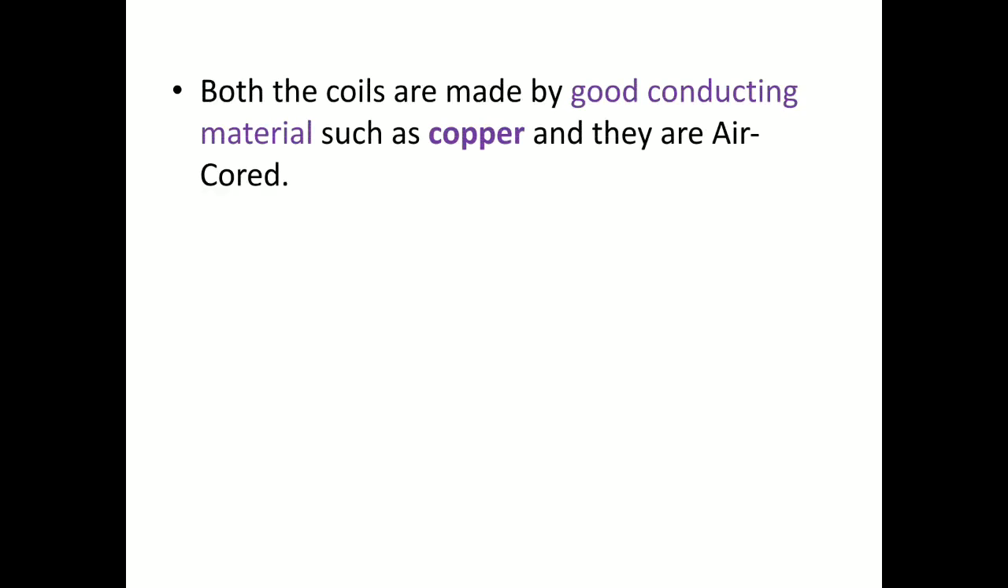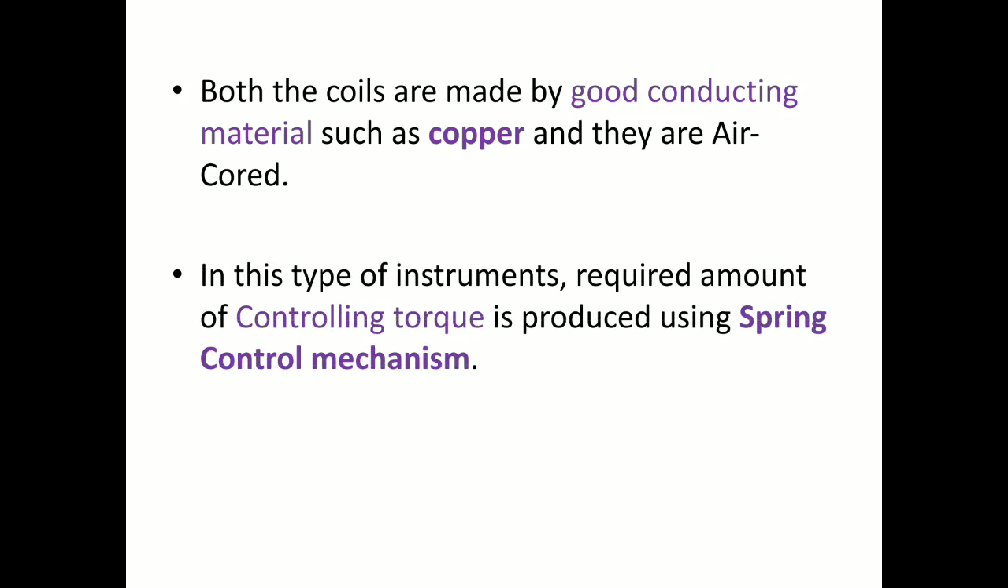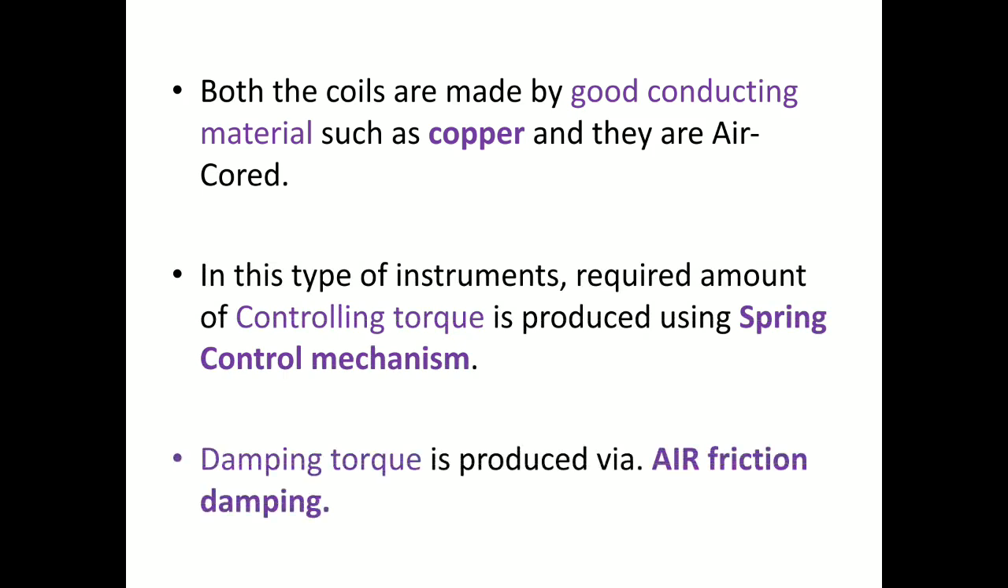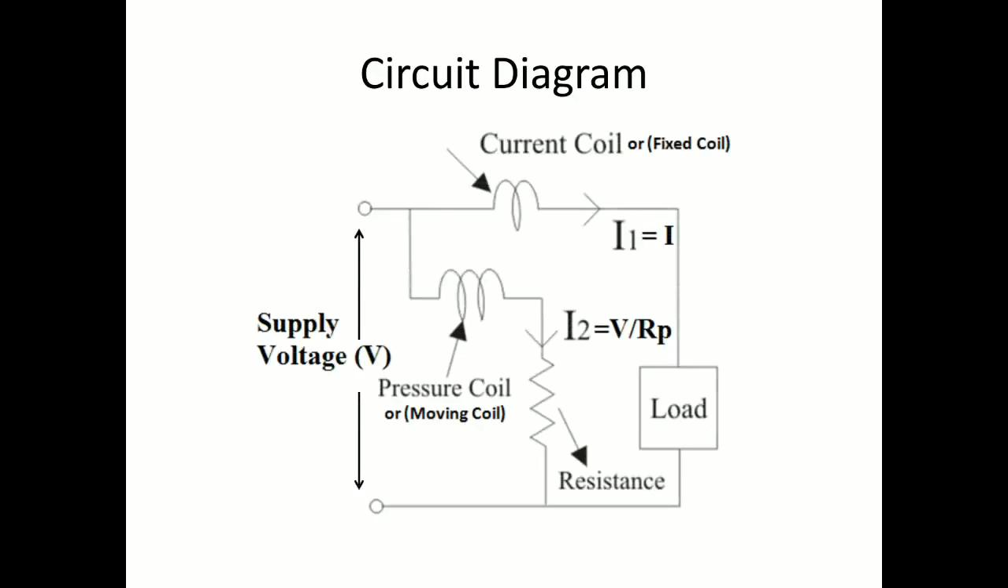Now both the coils are made of a good conducting material like copper, and they are air cored just to reduce the overall weight of the instrument. The required amount of controlling torque is produced with the help of spring control mechanism, and the required amount of damping torque is produced with the help of air friction damping. Now this is the circuit which I am going to explain to you.